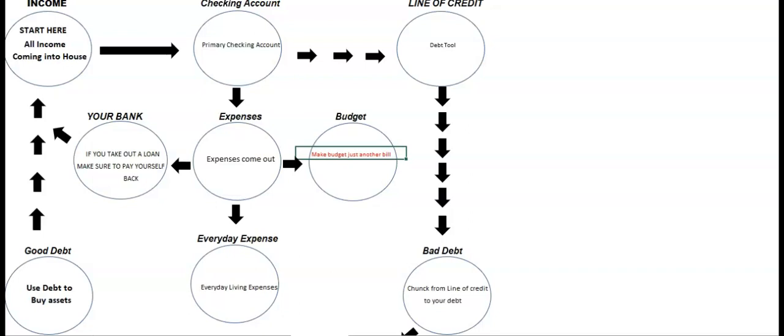So what you're going to do is, if something happens, and you'll see this when I get into the working model of this, if you have an emergency, say your transmission goes out, or Christmas is coming up and there's something that's not part of your normal budget, you're going to take a loan out. You're going to add that as a bill, which will really become an everyday expense. And then you'll just make a payment back to yourself, and it never stops the flow.